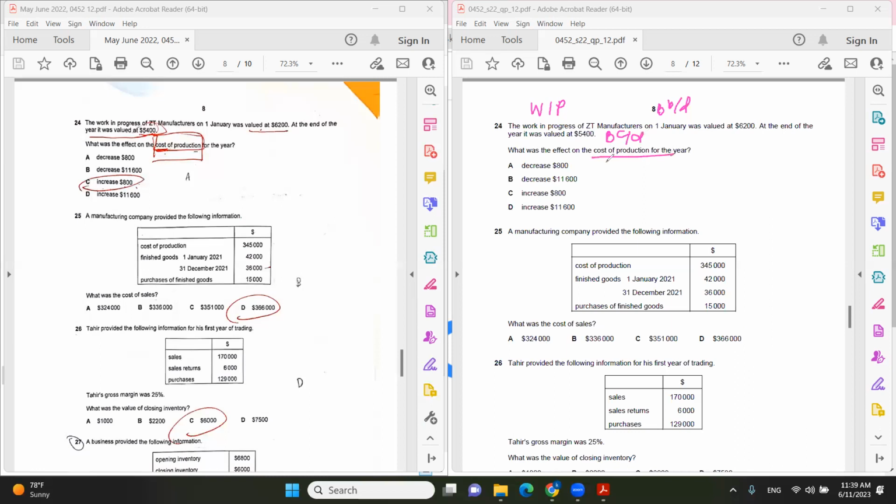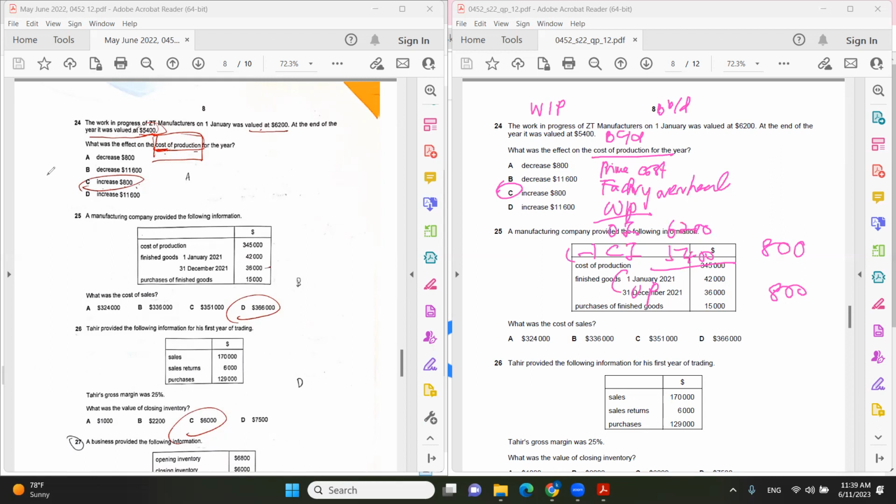Under our cost of production, the first section is a prime cost, and then factory overhead, and then WIP. For WIP, we have opening inventory and closing inventory. This one has to be minus. So opening is 6200, closing is 5400. So the difference is positive, which means that your cost of production will increase by 800. Okay.